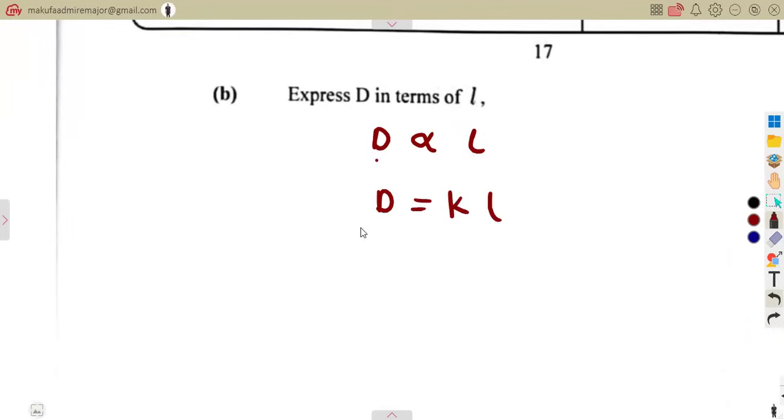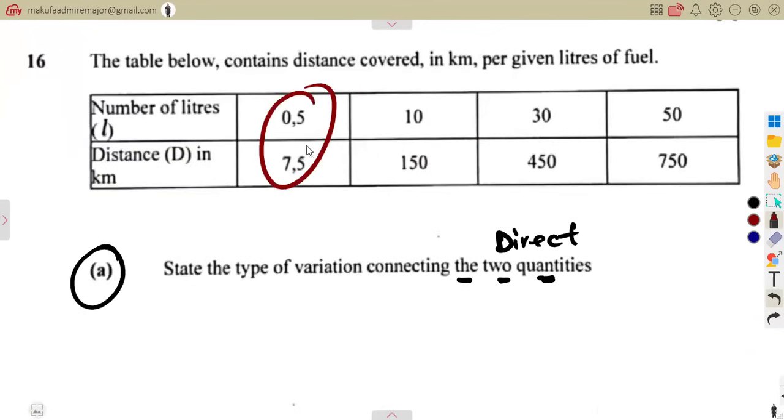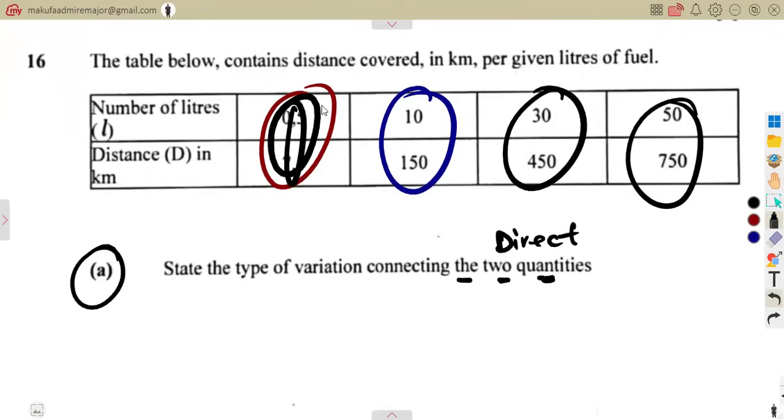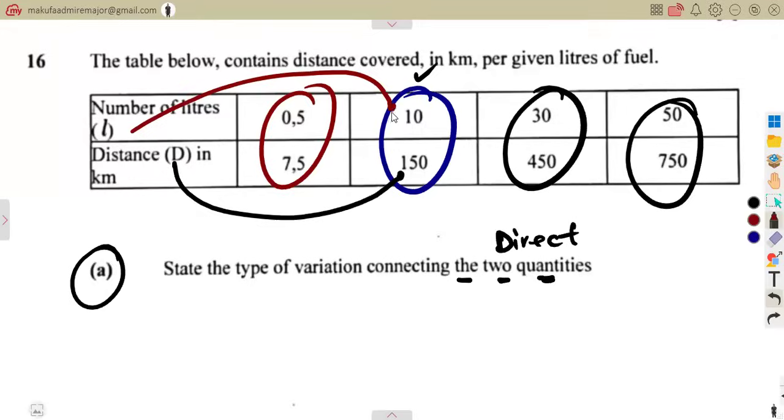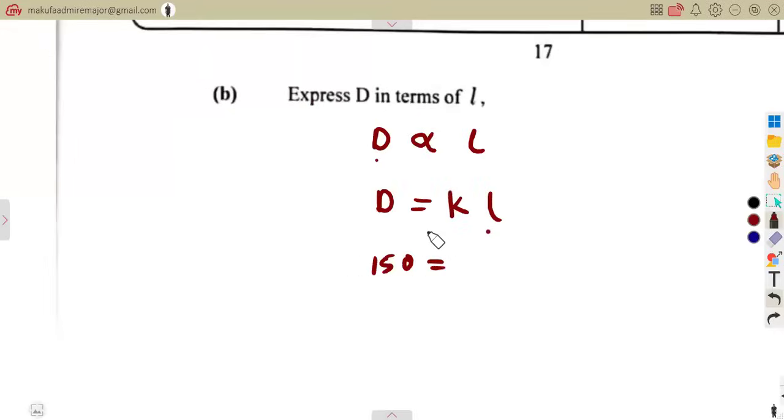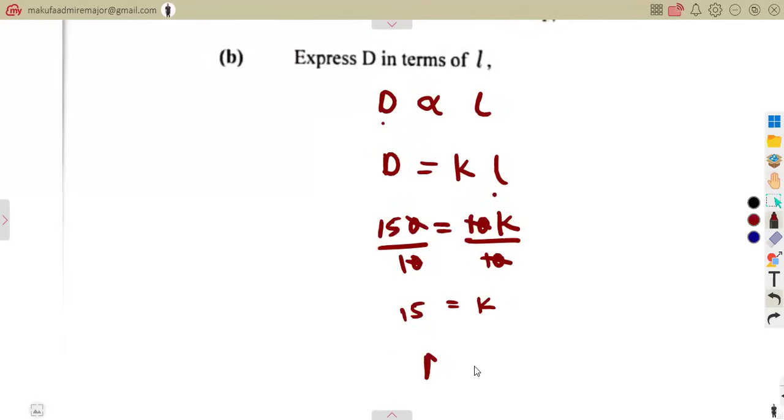You are going to take any possible combination, it is in your hands. Avoid working with decimals. So I am just going to use the second condition where D is 150. At this condition, D is 150, and L, at this same point, the number of liters is 10. So it simply means it is corresponding; you just use any part that is corresponding. Calculate the value of K, which is our constant connecting these two, which is going to be 15. So the relationship thereafter is D is equal to the constant, 15, times L.